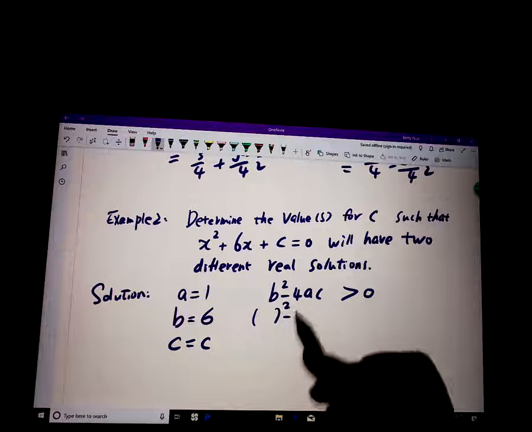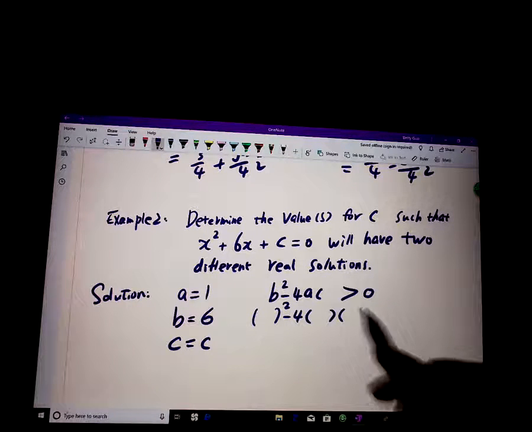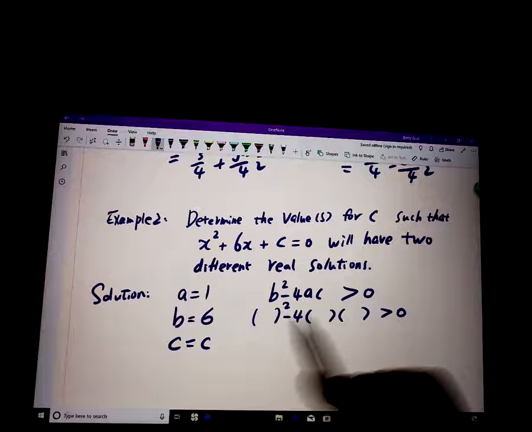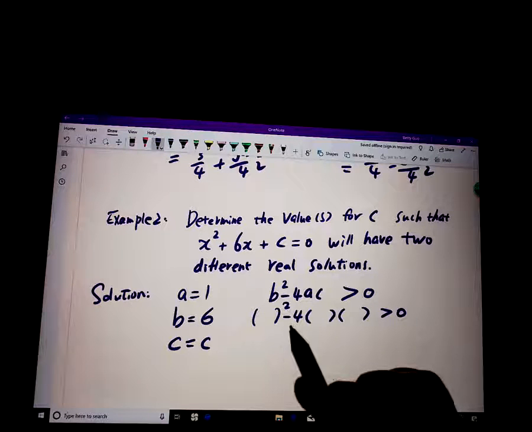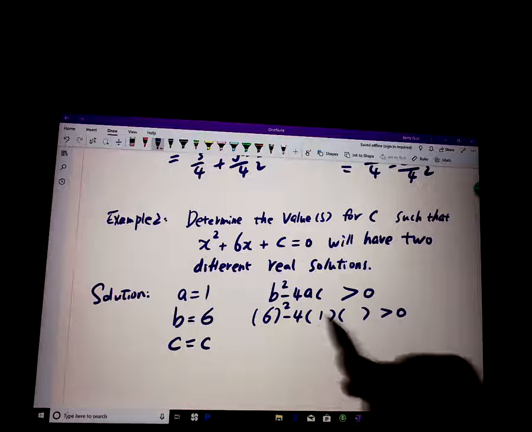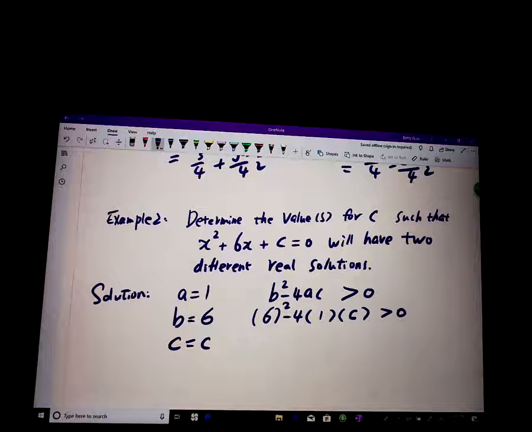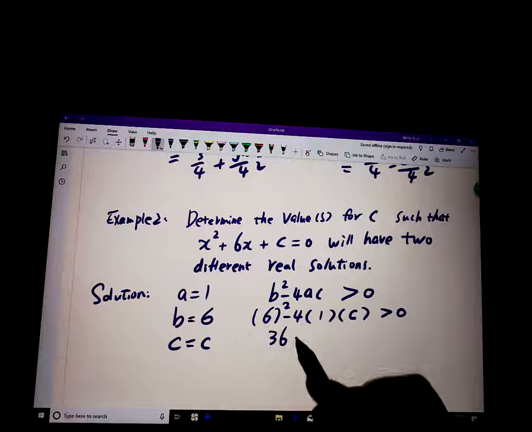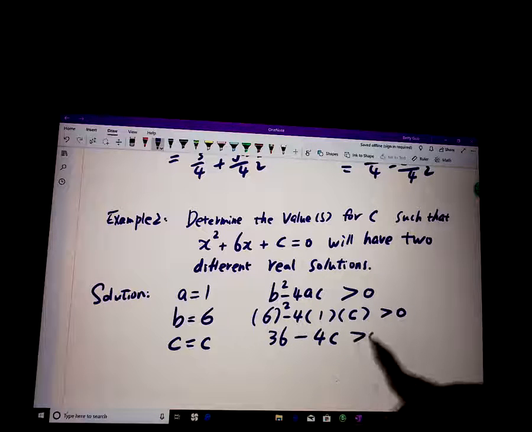B squared minus 4AC. I always write this because it guarantees you don't make any mistake. B is 6, A is 1, C is C. We don't know what C is. The square of 6 is 36. So 36 minus 4C is bigger than 0.